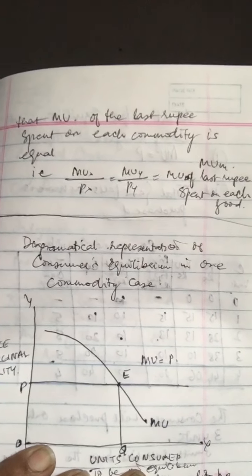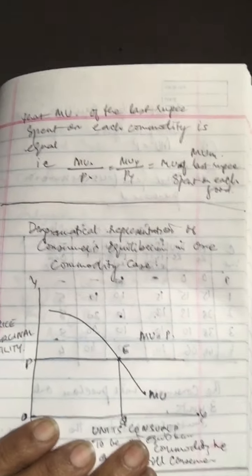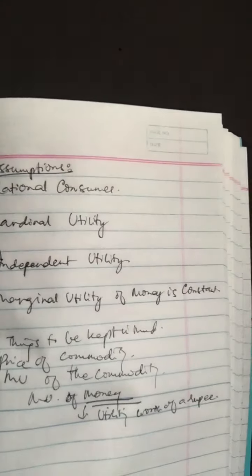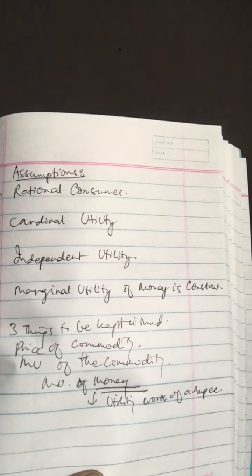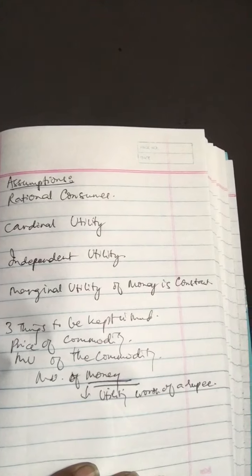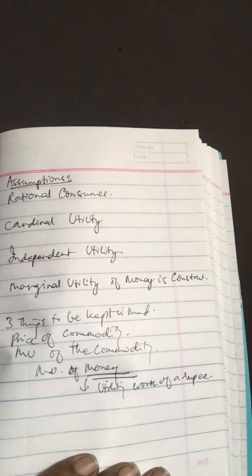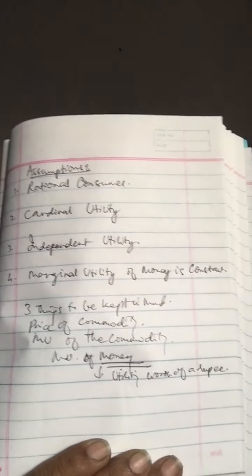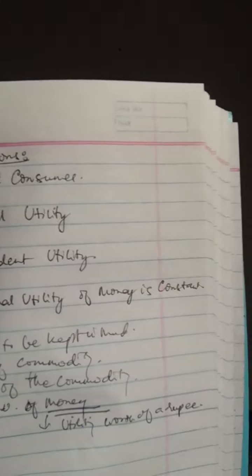But before that, I want you to see what are the assumptions when we do the one commodity model. So assumptions relating to consumers equilibrium: he should be a rational consumer. Consumers are assumed to be rational, the one who wants to get maximum satisfaction out of his given income. Then in this, we use a cardinal utility, both for one and two. So cardinal utility is used here.